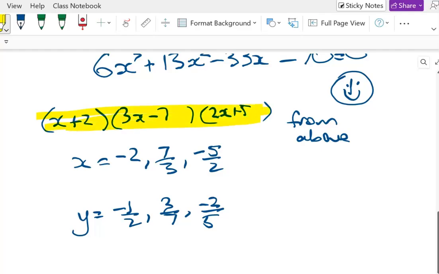Now, there were a couple of people who did well with this and got to here and then managed to chuck away a mark by having the negative of all of your roots. Okay, so what we're doing here is we're solving this is equal to 0.